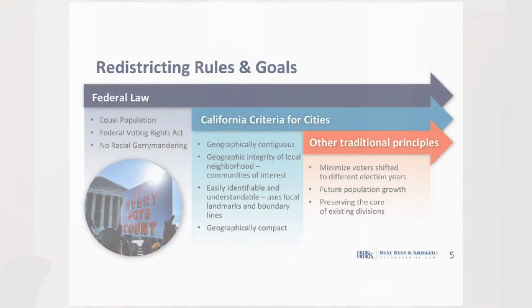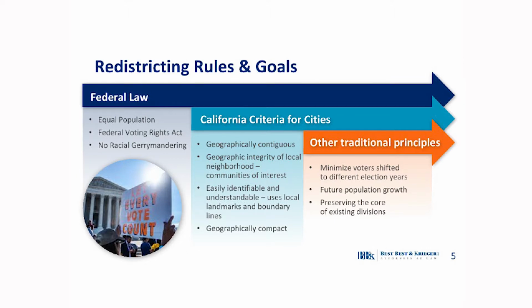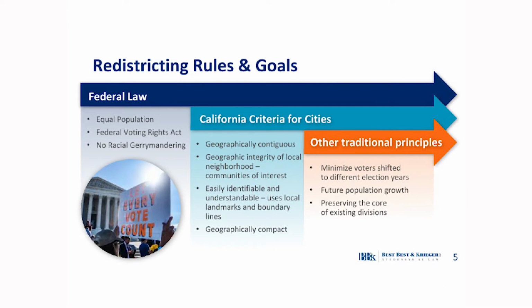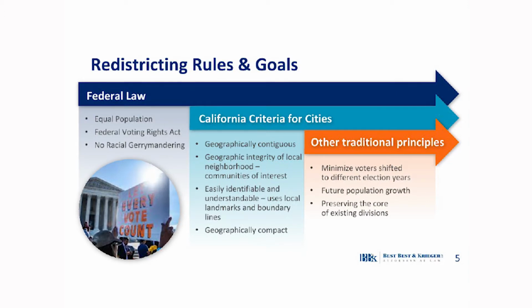So what are the rules of the road? Essentially, redistricting is what I like to call the three-legged stool, and it starts with federal law. The federal law is equal population, and that is derived from the US Constitution and the 14th Amendment that did away with the 3/5 compromise. People were guaranteed to be counted as whole numbers of persons. And so that was for the purposes of equal representation.